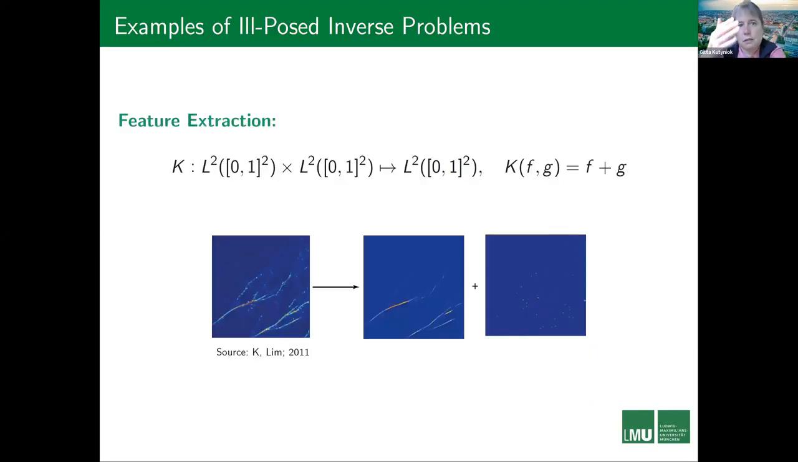And then another example is this feature extraction, where the operator K now takes the sum, and I would like to invert it. So having an image, I would like to get the summand out. And again, this is certainly highly ill-posed. You need to impose additional conditions on those two components so that at least you have an idea what you need to extract.